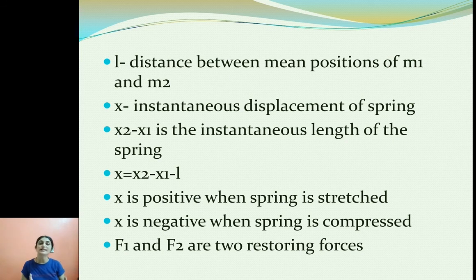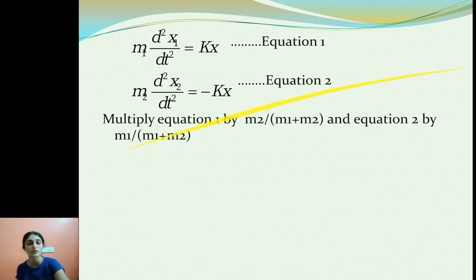x2 minus x1 is the instantaneous length of the spring. So the instantaneous displacement of the spring will be the instantaneous length minus the distance between the mean positions of M1 and M2. Now this x is positive when the spring is stretched, and x is negative when the spring is compressed. And suppose we have two forces F1 and F2 which are the restoring forces acting on the spring.